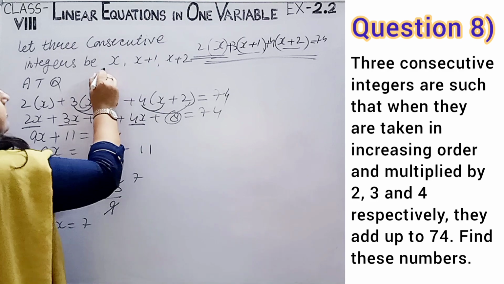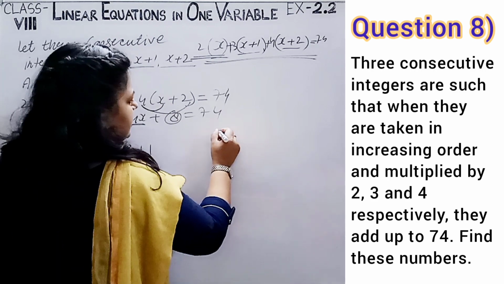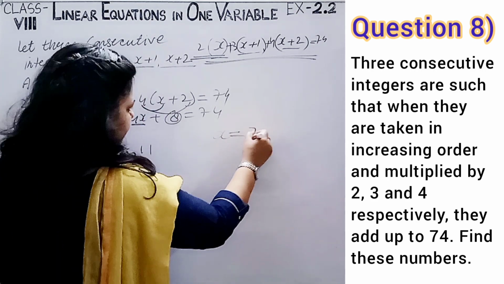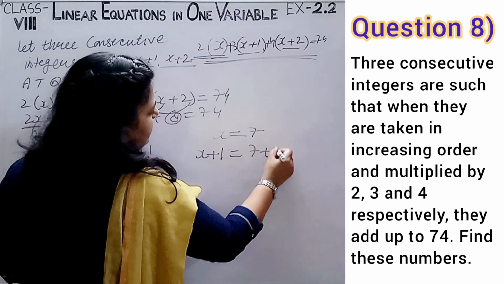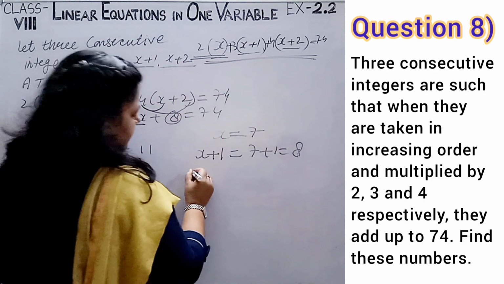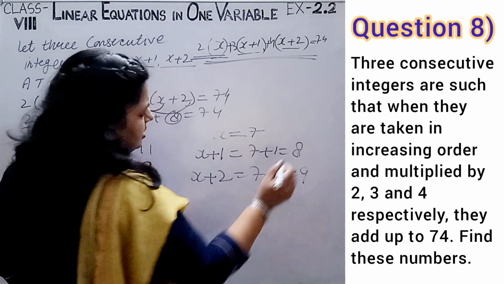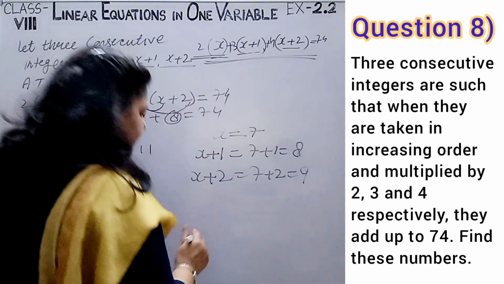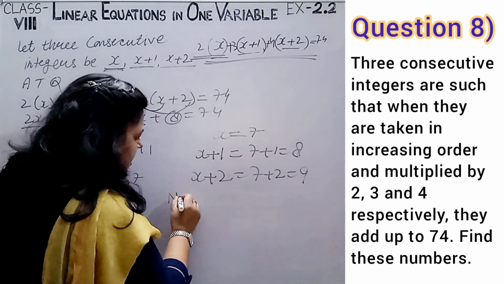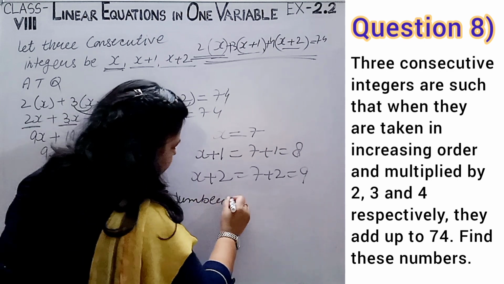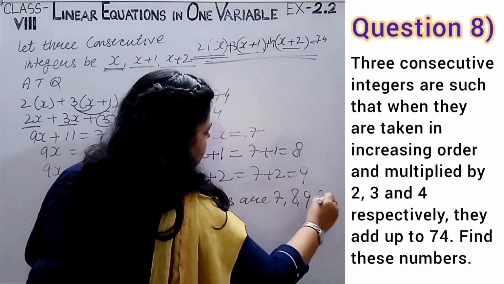And our numbers are x, x plus 1, x plus 2. So the first number is equal to 7. The second number is x plus 1, it means 7 plus 1, this is 8. And the third number is x plus 2, it means 7 plus 2 equal to 9. So our numbers in our question are 7, 8, 9. Answer.